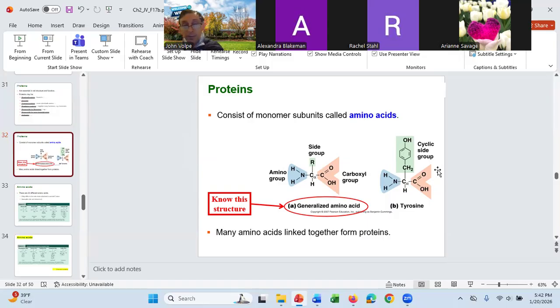Remember, proteins are just many amino acids linked together to form the protein. And before the last amino acid is added, you either call it a growing protein or a polypeptide because it is not a complete protein until after you've added the last amino acid. Any question about any of that?